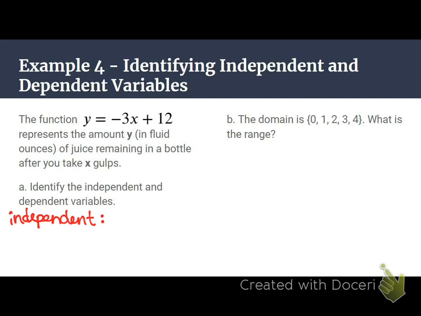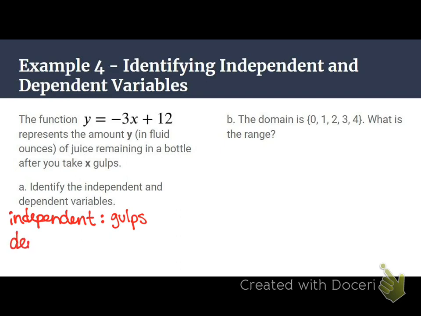Gulps. We decide how many gulps we take. Does that make sense? That's up to you. If you have a water bottle or juice bottle, you decide how many gulps you take. So the independent variable is the number of gulps. Another hint that they gave you is that they gave gulps the variable x.